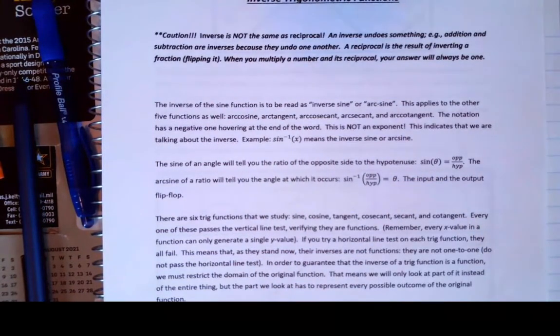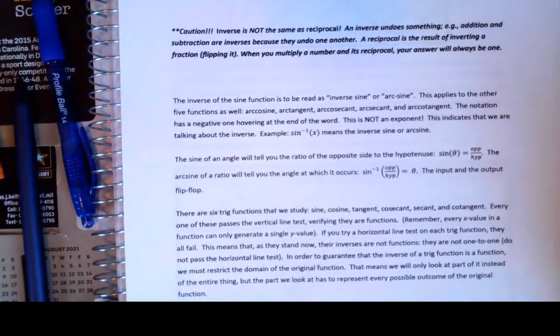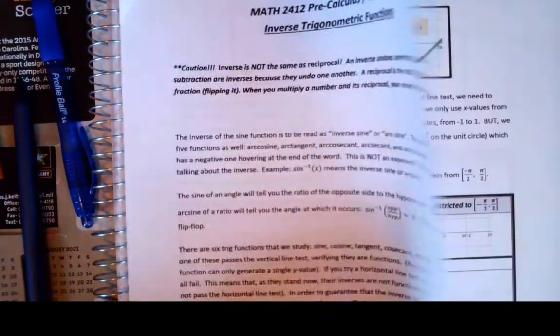There are 6 trig functions that we study. There are more than that, but we study 6. There are sine, cosine, tangent, cosecant, secant, and cotangent. Every single one of those passes the vertical line test, so every single one of those is a function. So what I need to do is look at a horizontal line test.